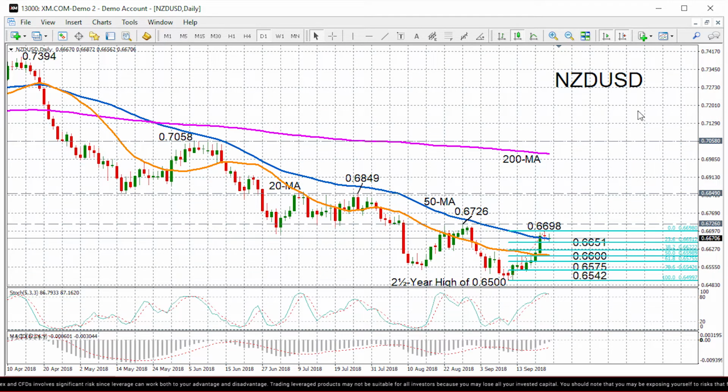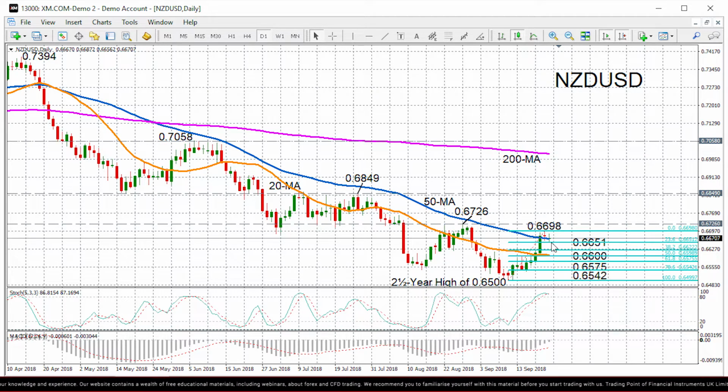Finally, let's move to the Kiwi dollar pair, another pair that's looking fairly bullish in the short term. If we have a look at the stochastics, the percentage K line is in the process of forming a bearish crossover with the percentage D line, so we could potentially see a downside reversal in the near term.